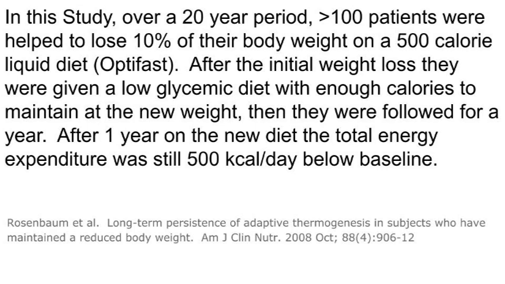In this study, they were studying OptiFast, and they studied it for 20 years. OptiFast is a liquid diet. It's 500 calories, and you used to go into the hospital to get it, and they would do blood testing, but I think they did it outpatient. But you only get this 500 calorie protein drink, and they had over 100 patients in these trials. They were trying to get it approved for weight loss, that lost 10% of their body weight on the OptiFast. And after this initial weight loss, they were given a low glycemic diet with enough calories to maintain them at their new lower weight, and they were followed for a year. And after 1 year on the new diet, the total energy expenditure was still 500 kilocalories a day below baseline.